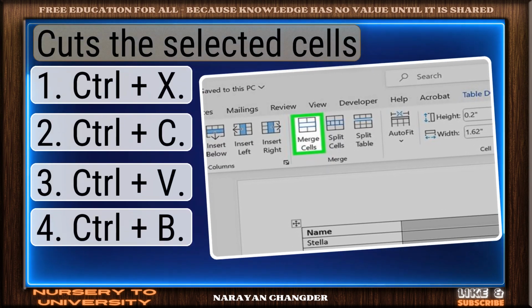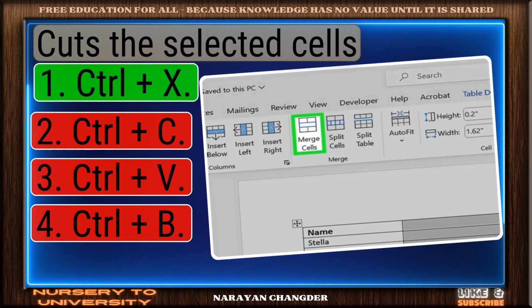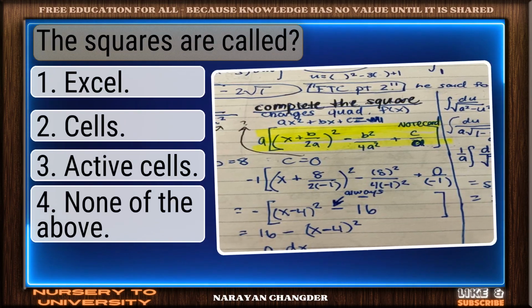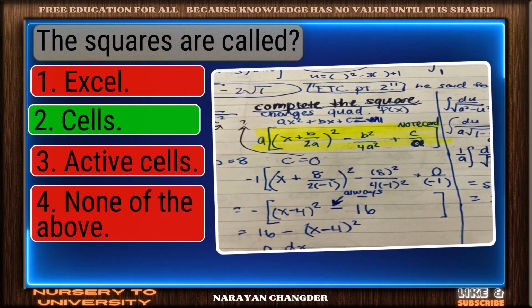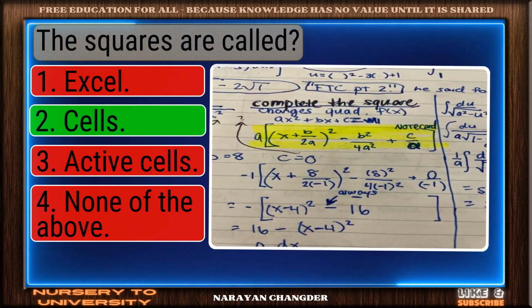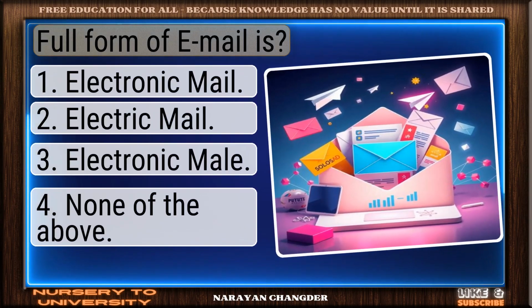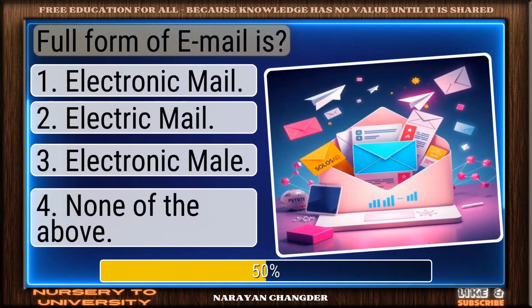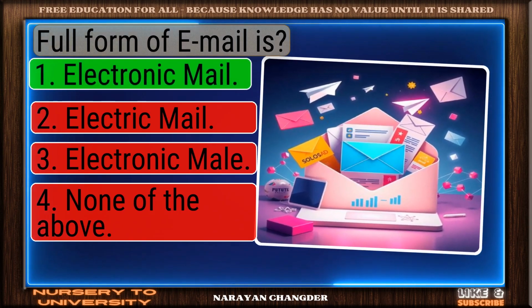Cuts the selected cells. Bravo, Ctrl+X is the answer. The squares are called. Clear logic. Your choice cells is sound and 100% true. Full form of email is? You got it. Your choice electronic mail is right.